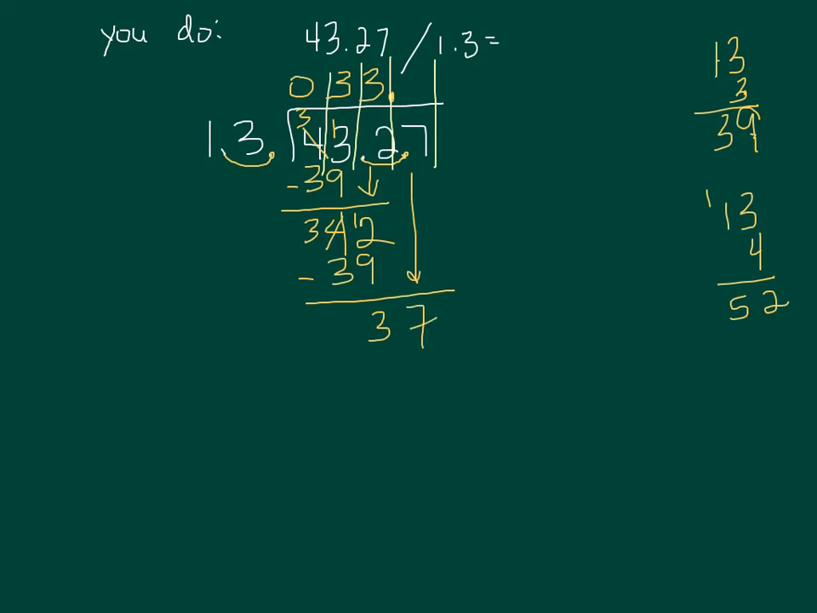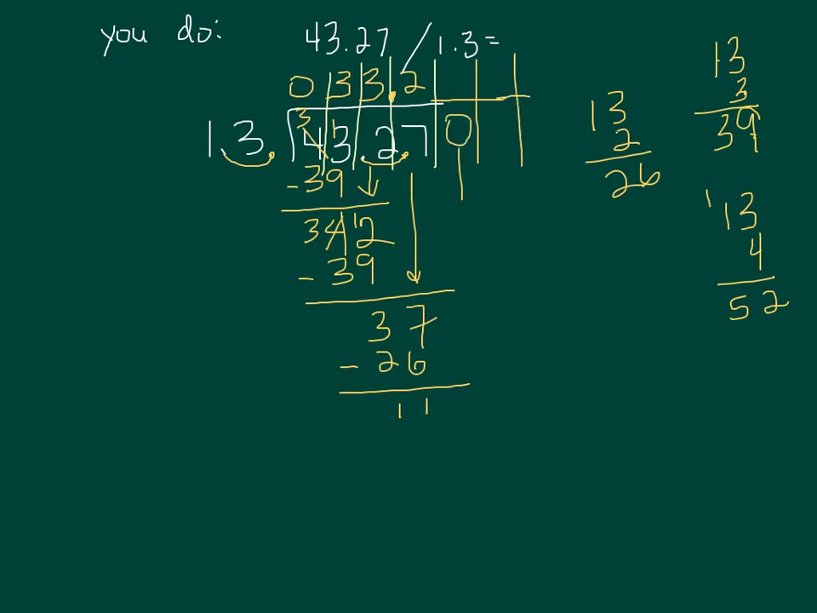13 times 3 is 39, which is too high this time. So it's going to be 13 times 2, which is 26. 7 take away 6 is 1. 3 take away 2 is 1. 11 is less than 13. I need to keep going because my decimal is here and I need to go over far enough to round it to the pennies place, so hundredths place. So bring down a 0.